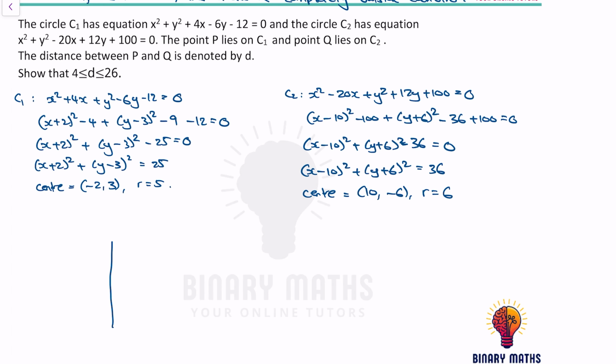Now if I do a rough sketch, then circle 1 has circle center (minus 2, 3) and the radius of 5.